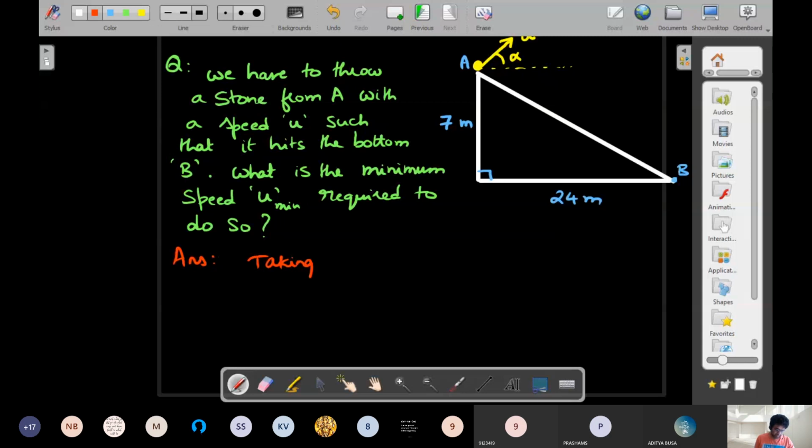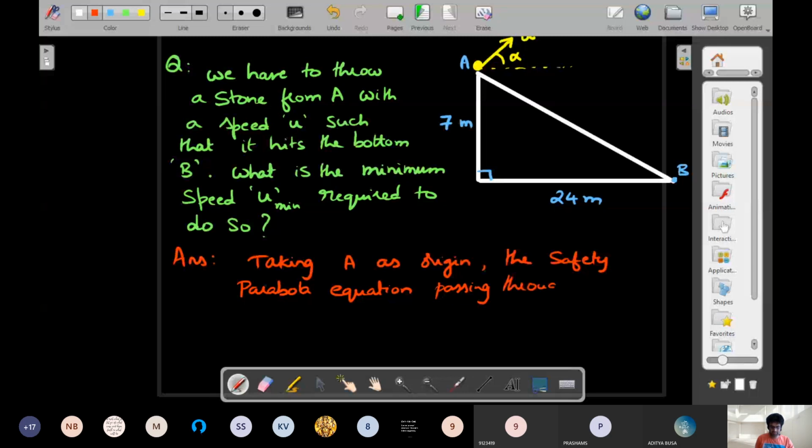Taking A as origin, the safety parabola equation passing through A will be, let's write the safety parabola equation. So it was fresh in our mind from the previous, otherwise you should derive it actually. So the equation was y is equal to u square by 2g minus g x square divided by 2u square, if dimensionally you have to be right. So we write this.